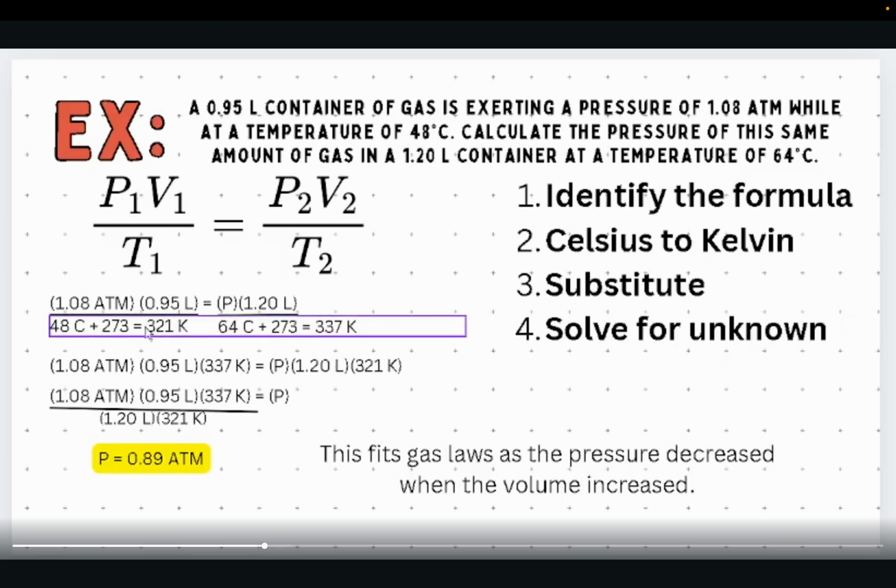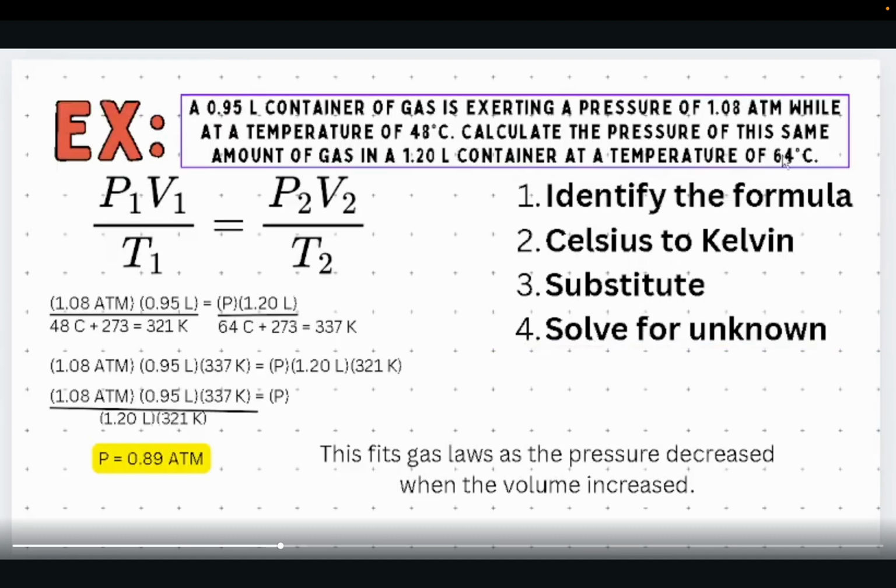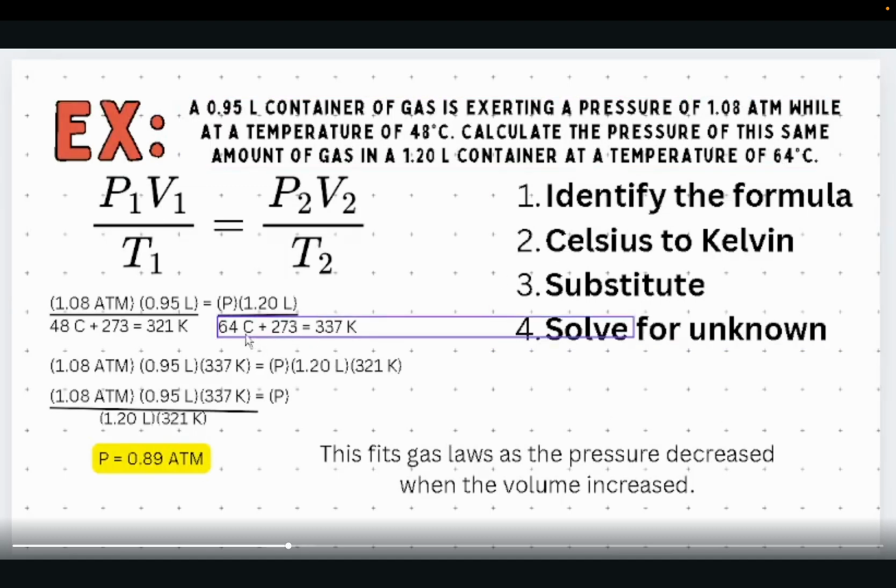So that's what we're going to use. We're not going to use Celsius. We need to do that for 64 as well. So 64 plus 273 is 337 Kelvin. So this is what we're going to use in our equation.